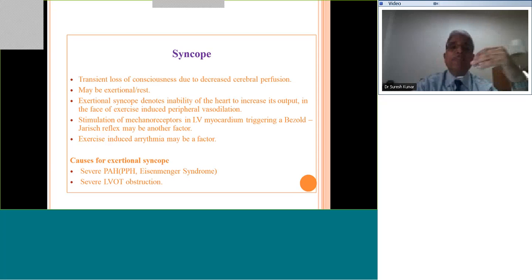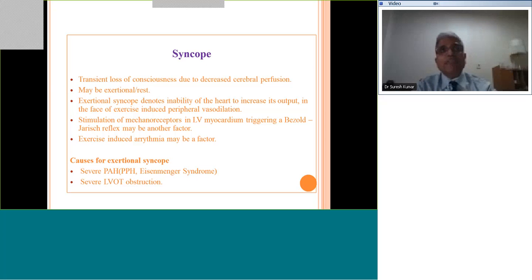Syncope is a further step away from this. Syncope is a transient loss of consciousness due to decreased cerebral perfusion. This may be exertional, or it may occur at rest. When there is exertional syncope, it means the heart is unable to increase its output in the face of exercise-induced peripheral vasodilatation. During exercise, there is a dilatation of arterioles in the exercising muscles. Any arteriolar dilatation tends to pull down the systolic blood pressure unless the heart is able to increase its output to fill this dilated vasculature.